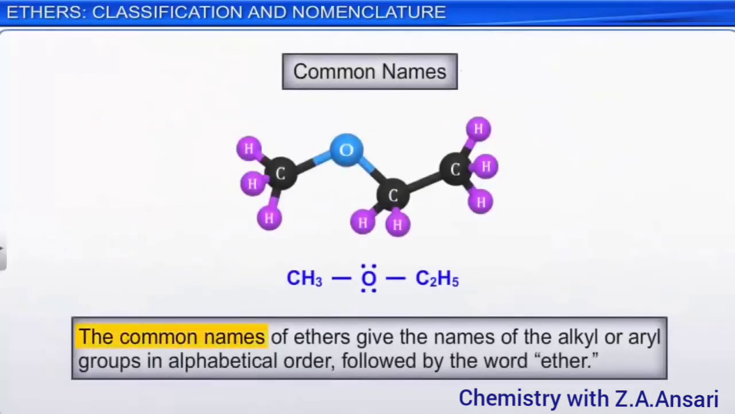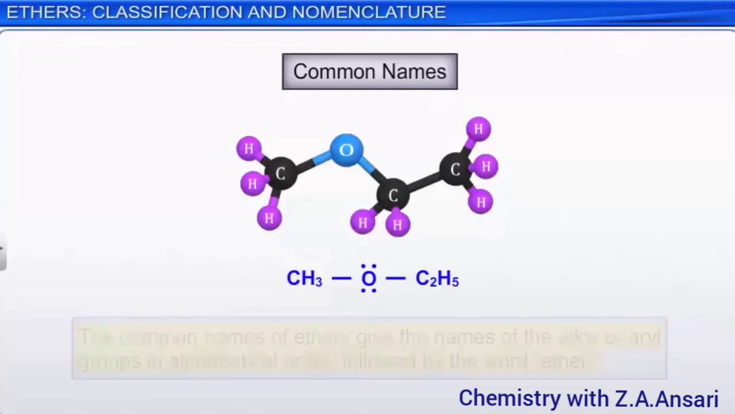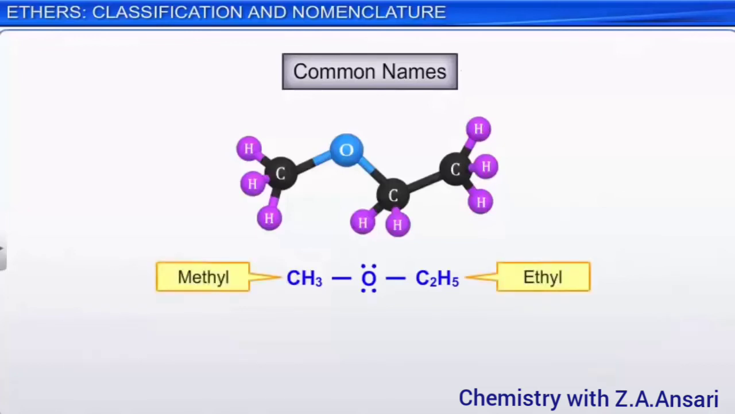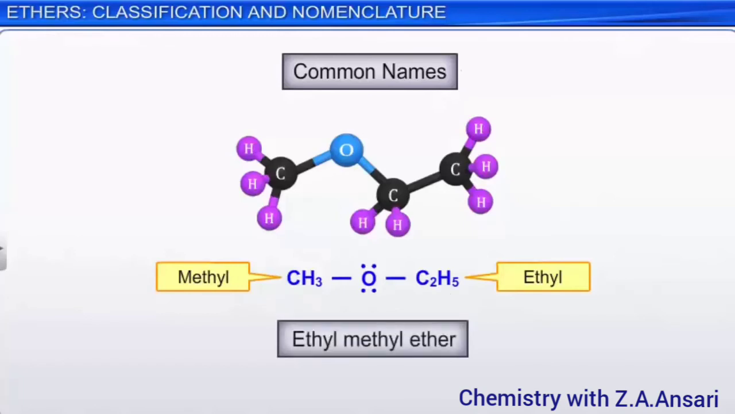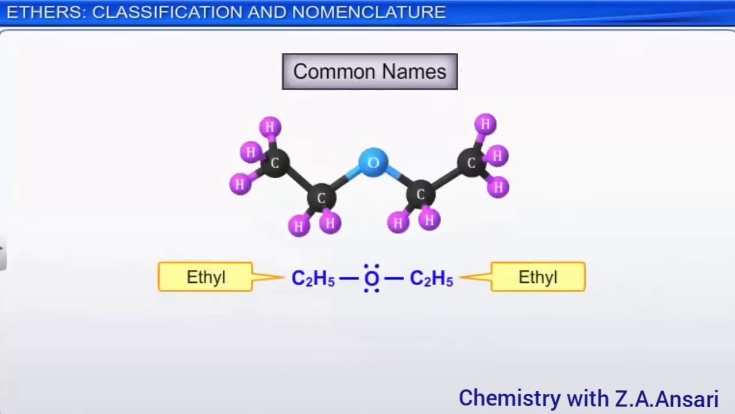The common names of ethers give the names of the alkyl or aryl groups in alphabetical order, followed by the word ether. For example, the common name of the ether shown here is ethyl methyl ether. If the ether is symmetrical, use the prefix di plus the name of the alkyl group, and add the word ether at the end. The ether shown here has the common name diethyl ether.